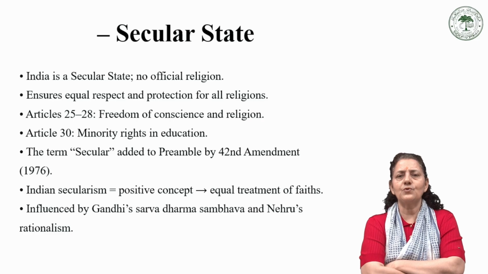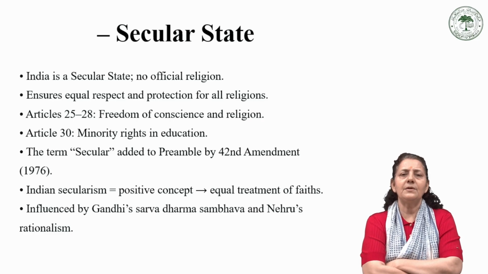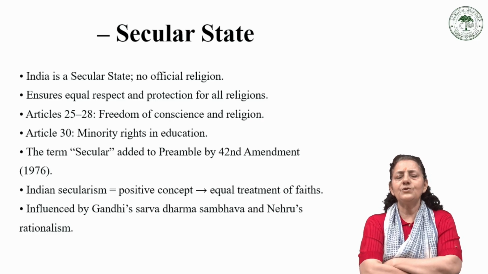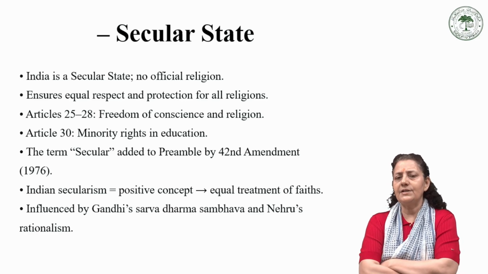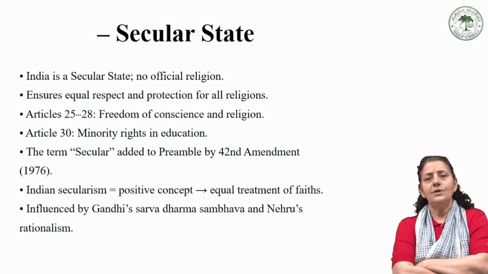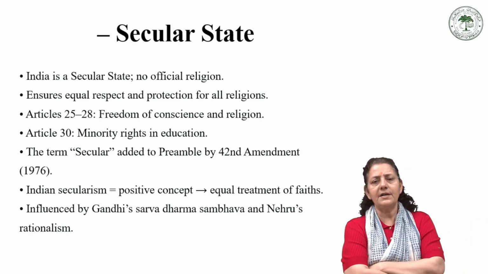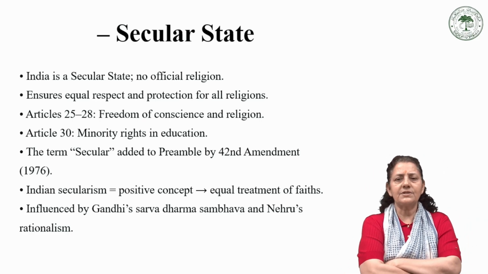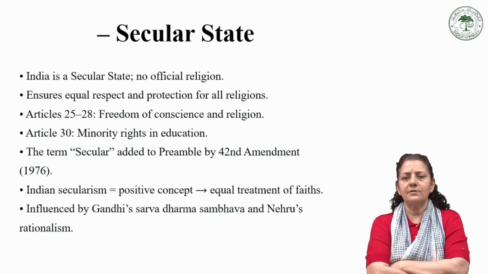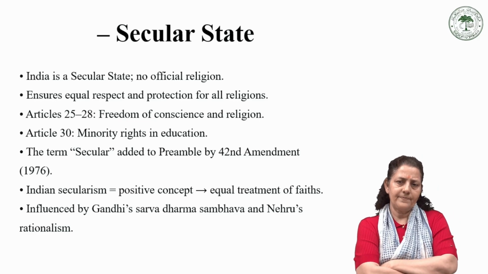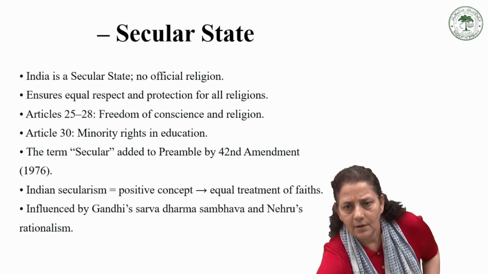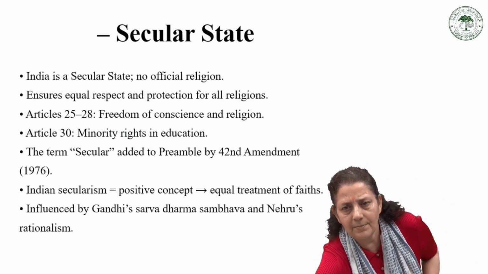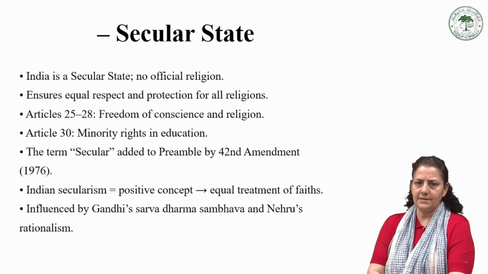Articles 25 to 28 guarantee freedom of conscience and the right to freely profess, practice, and propagate religion. Articles 29 and 30 safeguard the rights of minorities to establish and administer educational institutions. The word secular was formally added to the Preamble by the 42nd Amendment of 1976.